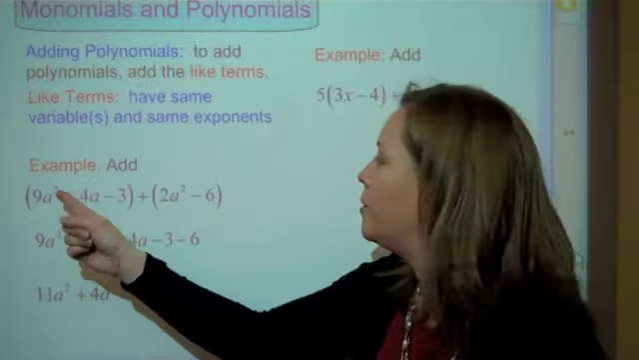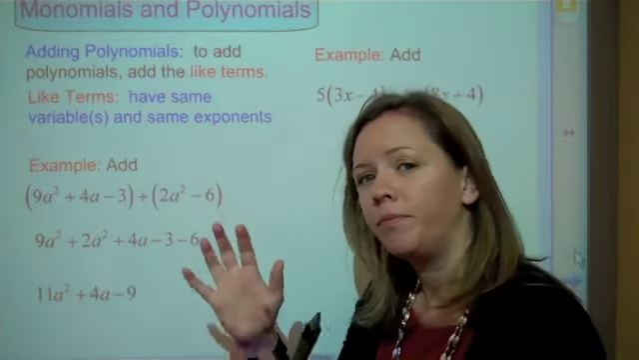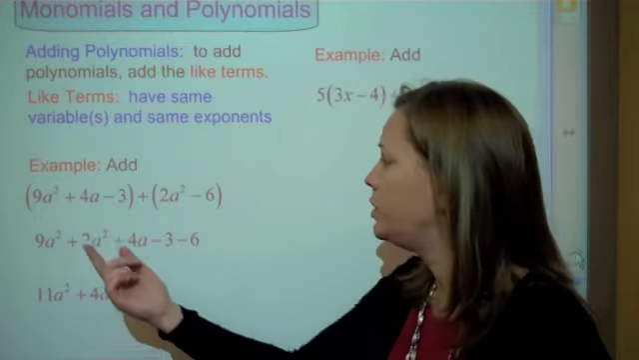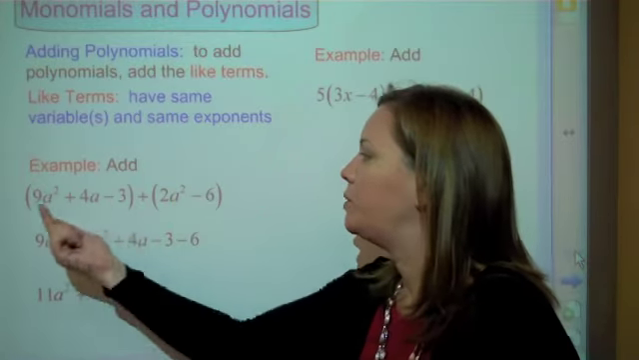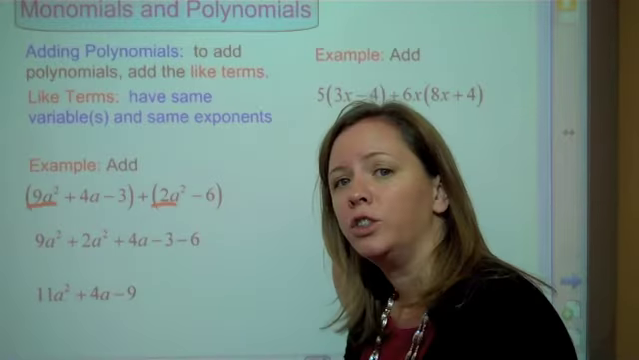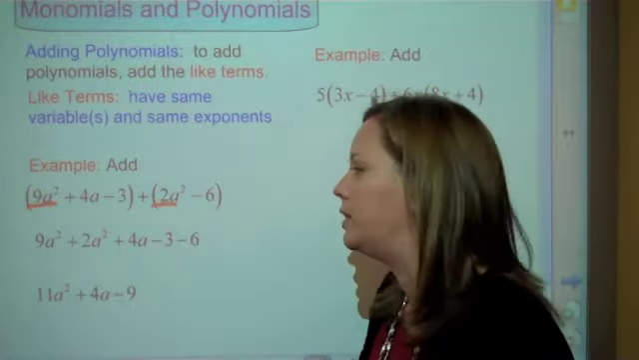So let's take a look at an example. We want to add 9a squared plus 4a minus 3, that polynomial, to the polynomial 2a squared minus 6. And the first thing I'm going to do is rewrite this with the terms that are like next to each other. So for example, 9a squared and 2a squared have the same variable a, same exponent, which is 2. So I'll write those next to each other.